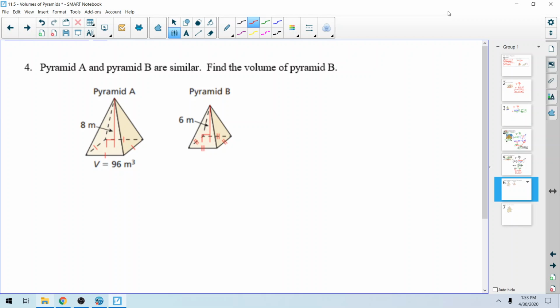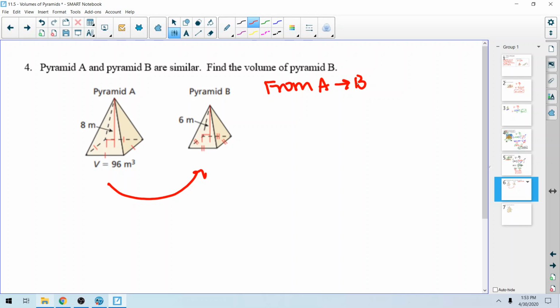Okay, last two examples, we're going to be doing our similar solids again and our composite solids. So starting out with number 4, pyramid A and pyramid B are similar. Find the volume of pyramid B. Okay, so first thing I'm going to look at is I know pyramid A, I have to get to pyramid B. So from A to B.